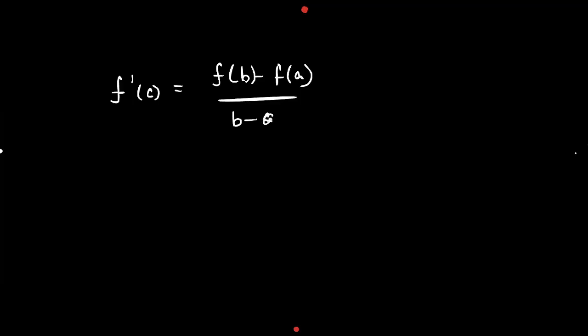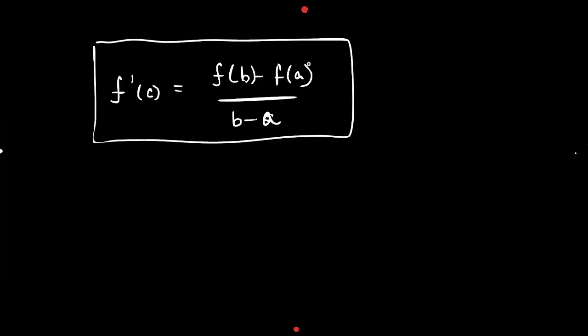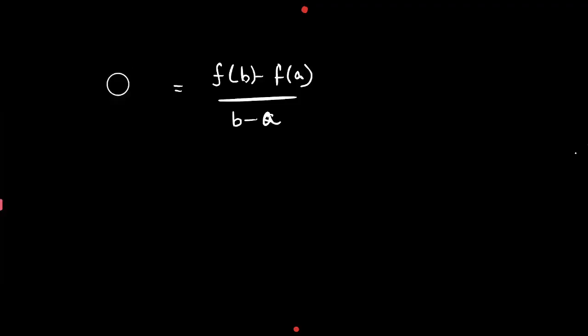This is just a formula for our slope. So this is an A. So this is all this is describing. Our derivative f prime of C is going to equal f of B minus f of A over B minus A. This point C is going to exist along this interval at some point, is all we're talking about here.